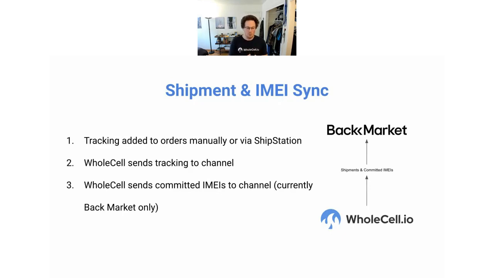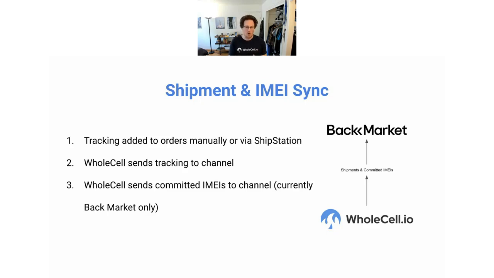And then for marketplaces that support it, and currently we just do this with Back Market, but I think you'll see this from more channels as time goes on, Wholesale will also send the IMEIs that you commit to an order. So when you receive your orders from your e-commerce channels, they come into Wholesale, and your picking team goes into the warehouse to pick the specific items that fulfill the SKUs on those orders. When they actually commit the specific inventory by IMEI to the order, Wholesale can send that IMEI back to the channel if it requires it.